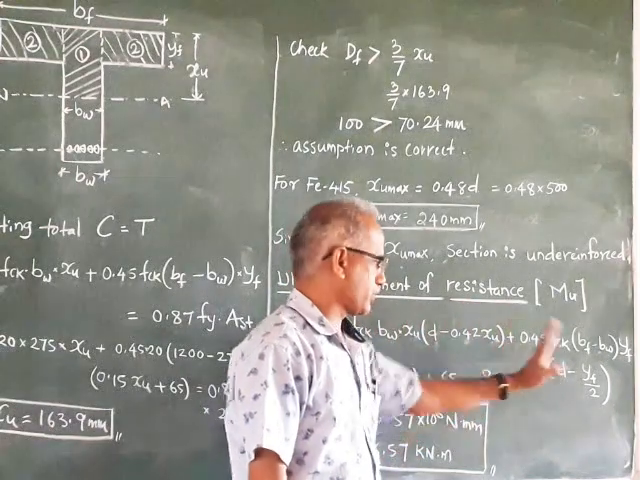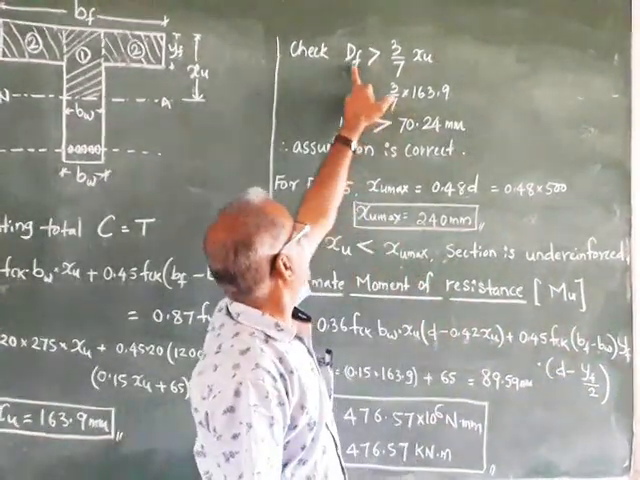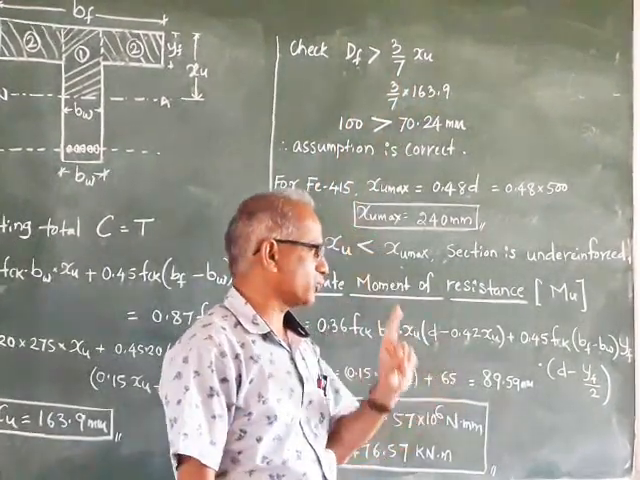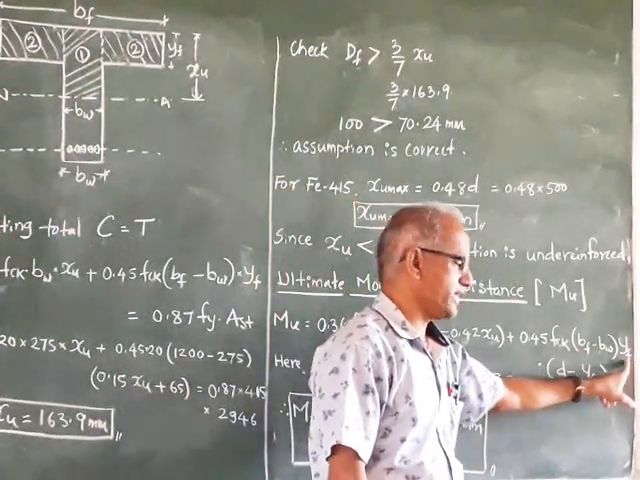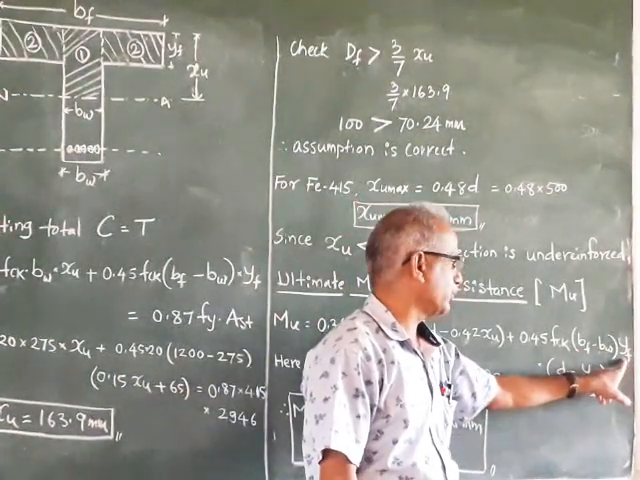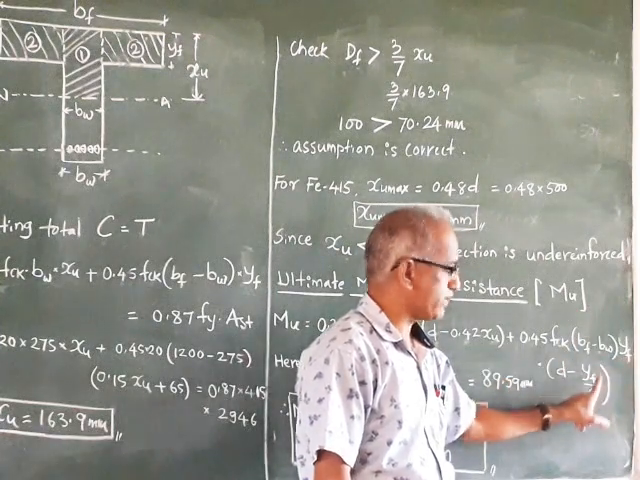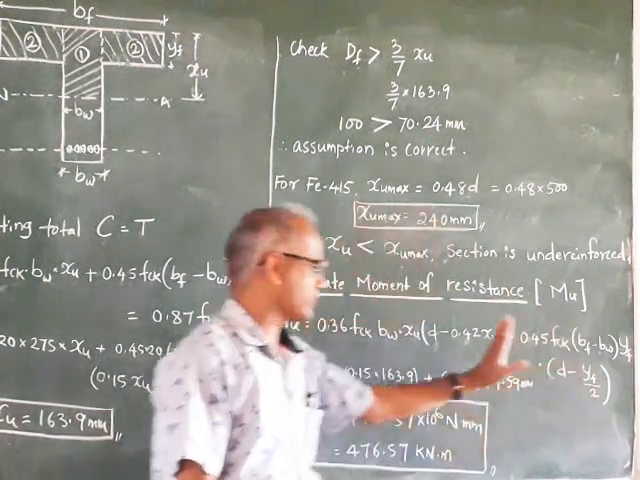Same as what we used in the previous problem, but as I told you, when Df is greater than 3 by 7 xu, wherever Df is there, you have to put yf. In the previous problem it was Df, now in place of Df we put yf. Here also it was Df by 2, but now it is yf by 2. Same equation we are going to use.